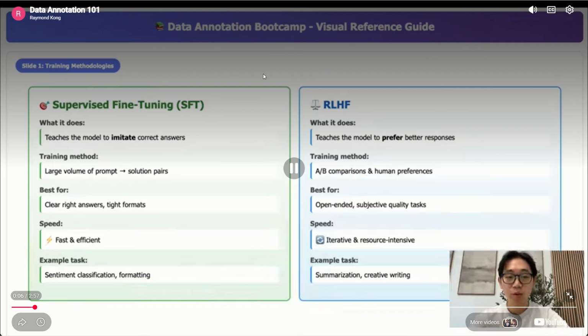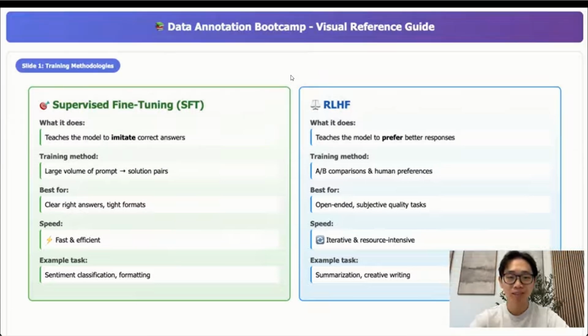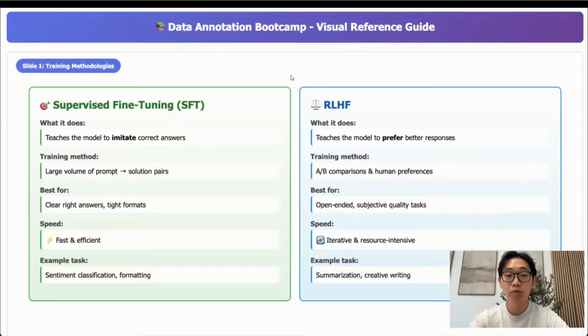In this video, I will quickly go over some key concepts in this bootcamp and some best practices that you should follow for data annotation. To start, I want to give a high-level overview of how the work you do will contribute to pushing forward frontier models. There are two main methods to train AI models.